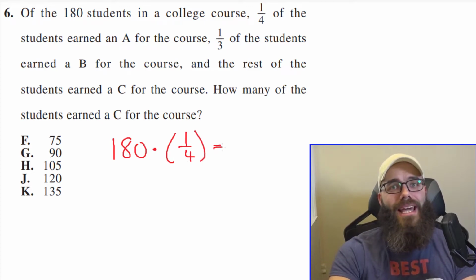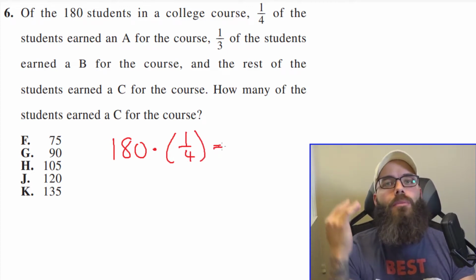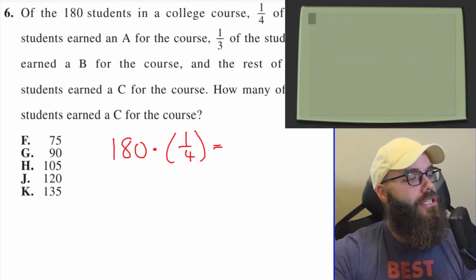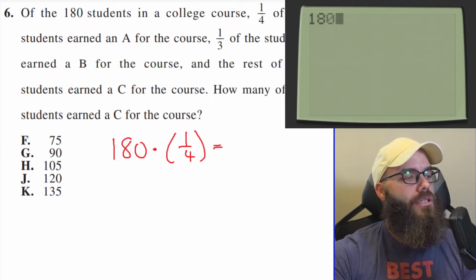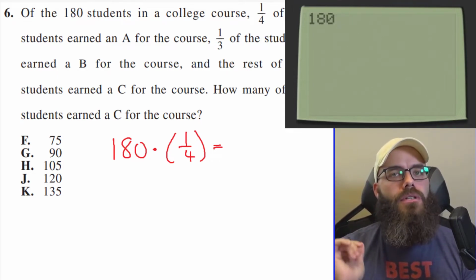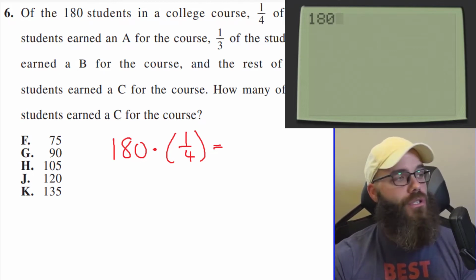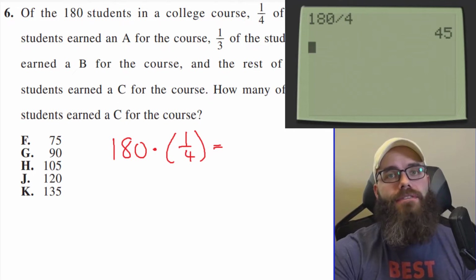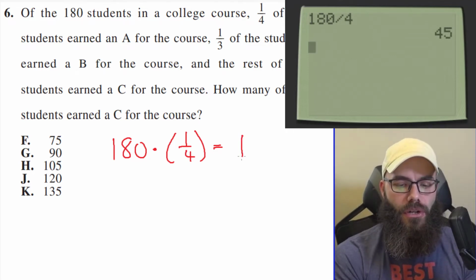No shame in the game here. If you can't do this quickly, remember you can use a calculator, right? So go to your calculator, 180. You can write times 1/4, but multiplying by 1/4 is the same thing as dividing by 4. So 180 divided by 4 is 45. So 45 students earned an A.